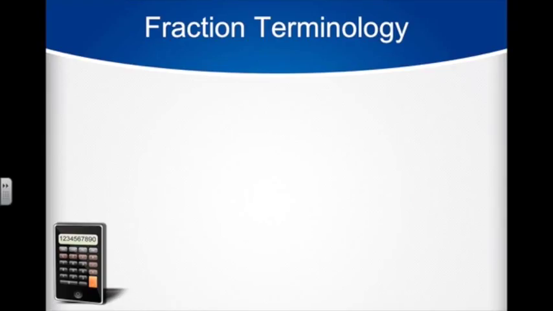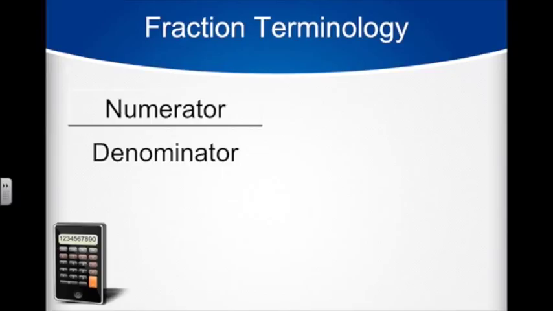First, let's review a little terminology related to fractions. The top number in the fraction is the numerator, and the bottom number is the denominator. So in the fraction 4/5, 4 is the numerator and 5 is the denominator. One thing that is important to remember is that fractions are really just division problems. Here we're dividing 4 by 5.